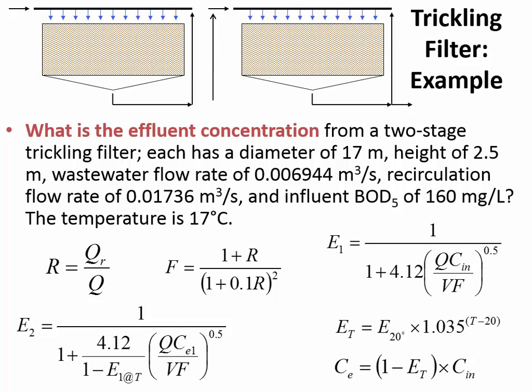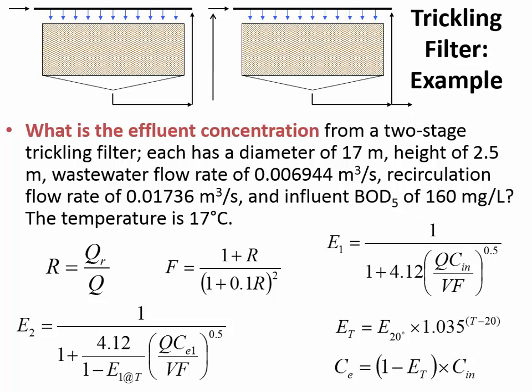That means this is going to be removing 89.14% of the BOD. But that would be if it was at 20 degrees Celsius. This water is at 17 degrees Celsius. So will it remove more or will it remove less? It's going to remove less because the bacteria aren't as happy as they would be in warm weather. So we need to correct for the temperature.